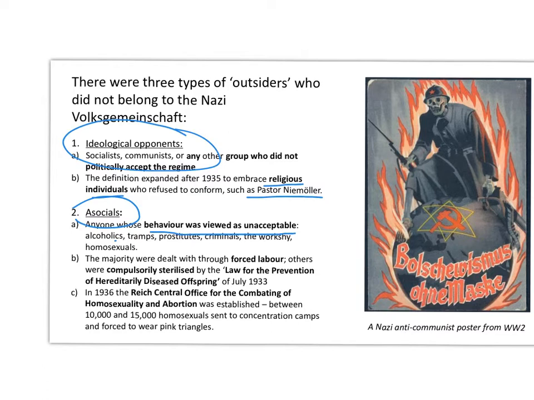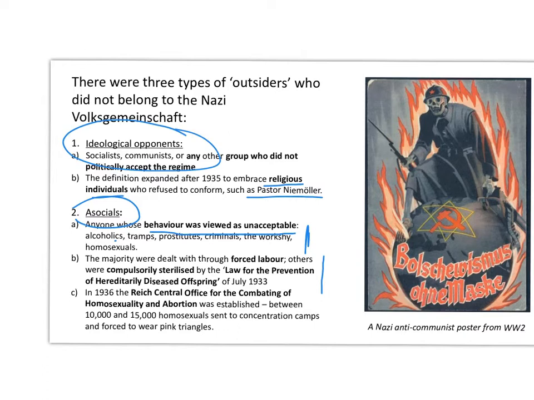Okay, so these were dealt with through various measures, forced labour. Shockingly, in the summer of 1933, Hitler passed a law. Remember, he had the power by then to pass laws by himself because of the Enabling Act. It was called the Law for the Prevention of Hereditary Diseased Offspring, which included health courts and compulsory sterilisation so that these people could not reproduce, could not have children. And that included the asocial groups that we're talking about there.